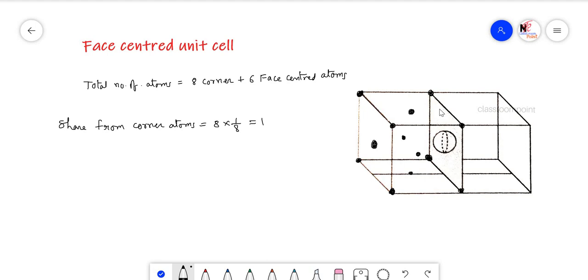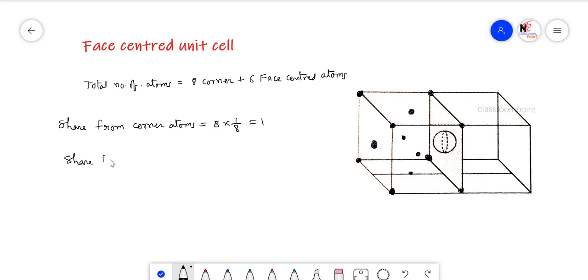A face is always shared between the 2 unit cells. See here, this is the face center atom on the right hand side face. Now if you attach one more unit cell to this existing unit cell, then automatically this particular atom is shared between the 2 unit cells. Means its contribution towards each unit cell is half. 1/2 belongs to this particular side and 1/2 belongs to that particular side.